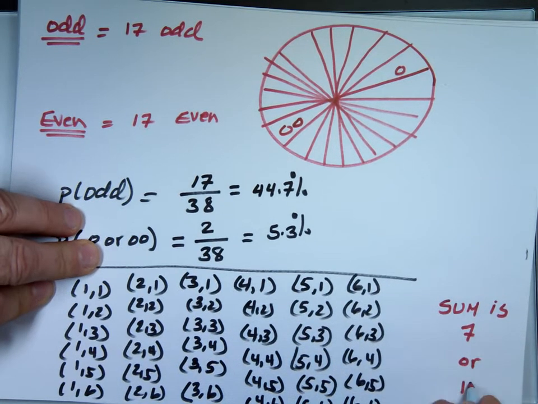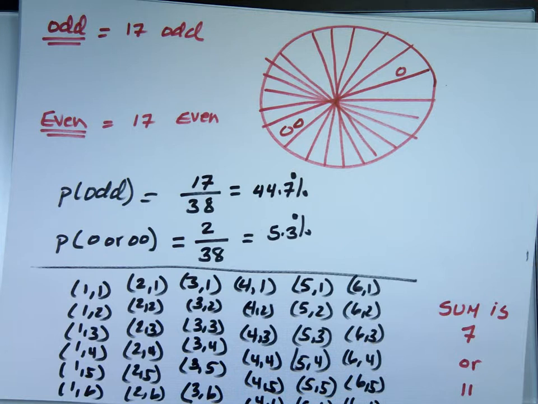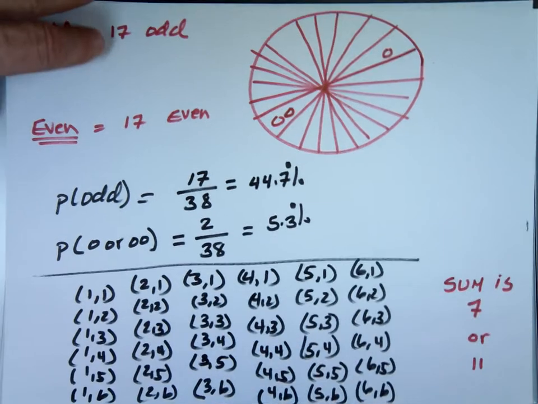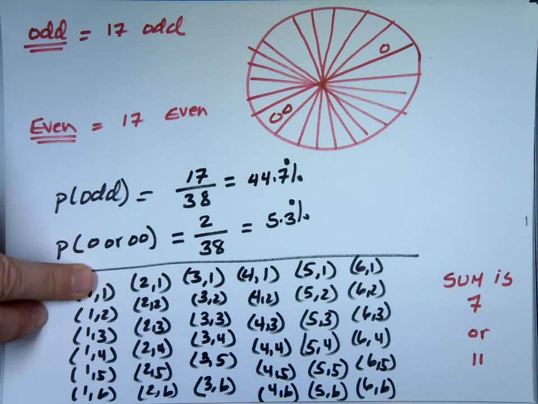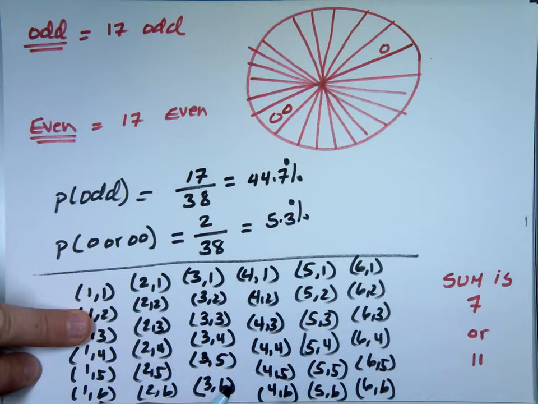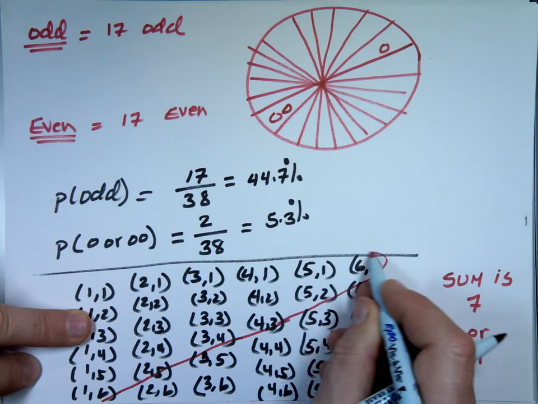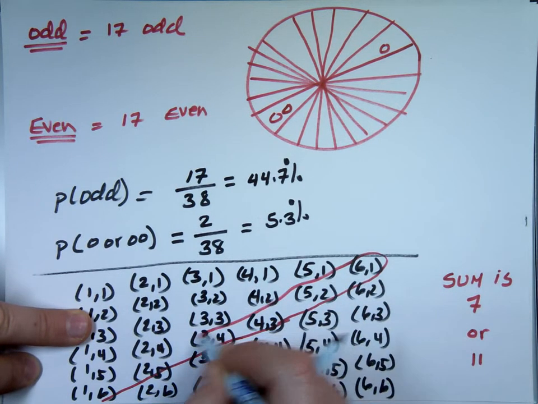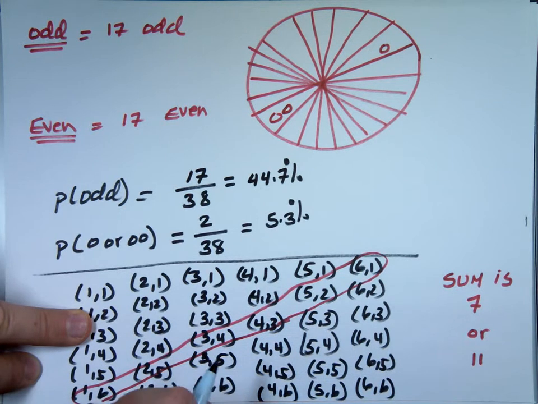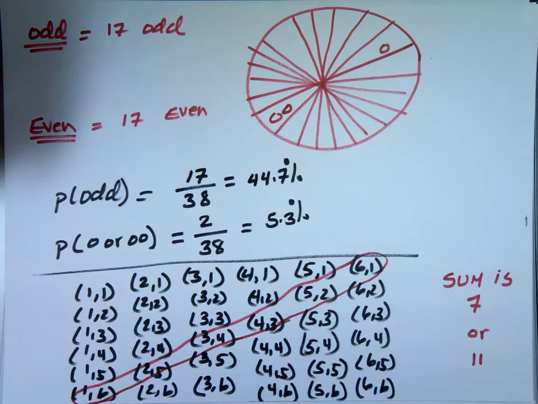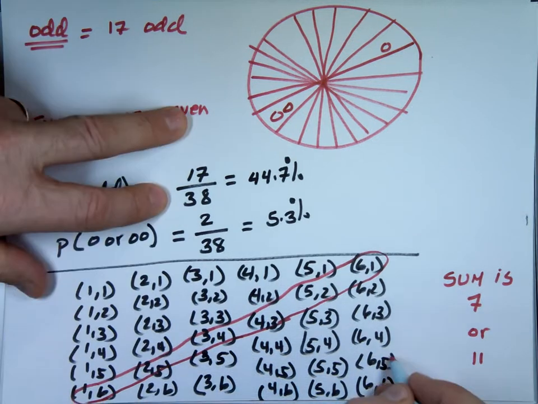That's what you win, when the sum is 7 or 11. Let's see, where's the sum 7 or 11? To me, it looks like 1 and 6, 2 and 5, 3 and 4, 4 and 3, 5 and 2, 6 and 1. That's the sum equals what? 7. Any other ones where the sum is 7? Do you see anyone else? How about 11? 5 and 6, 6 and 5.